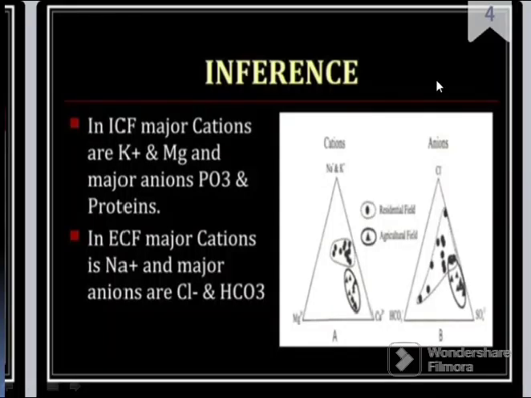In the ICF, the major cations are potassium ion and magnesium ion, while the major anions are phosphate ions. Protein, is protein an ion? Anion, cation? Okay. In the ECF, the major cation is sodium ion, and the major anions are chloride ions and bicarbonate ions.